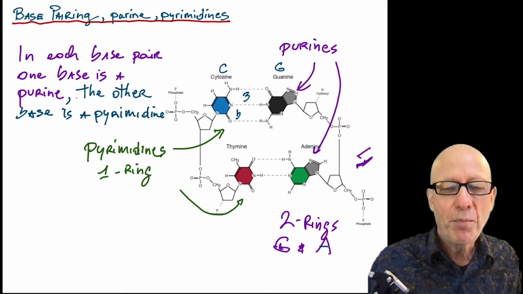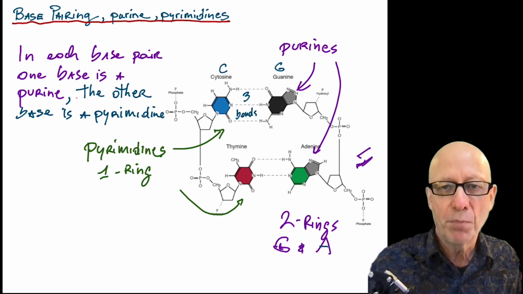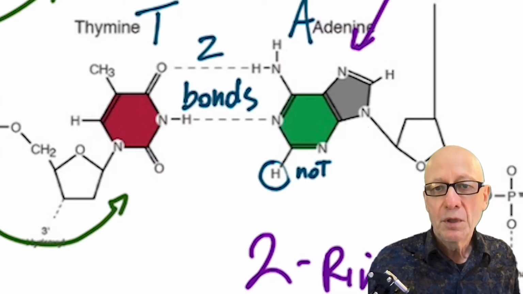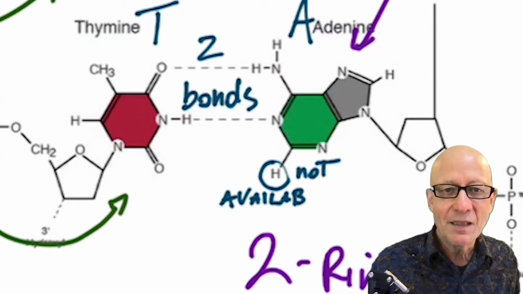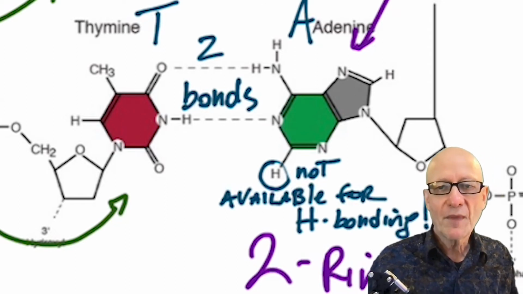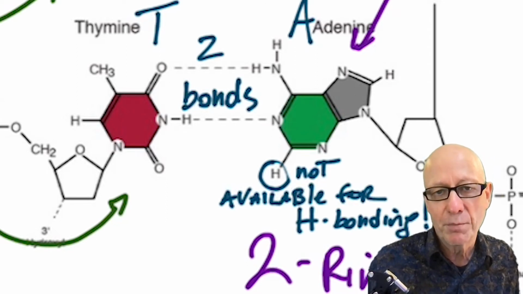C and G pair through formation of 3 hydrogen bonds. T and A pair through 2 hydrogen bonds. This is because this hydrogen in adenine is not suitable for hydrogen bond formation. An adenine can only form 2 hydrogen bonds.